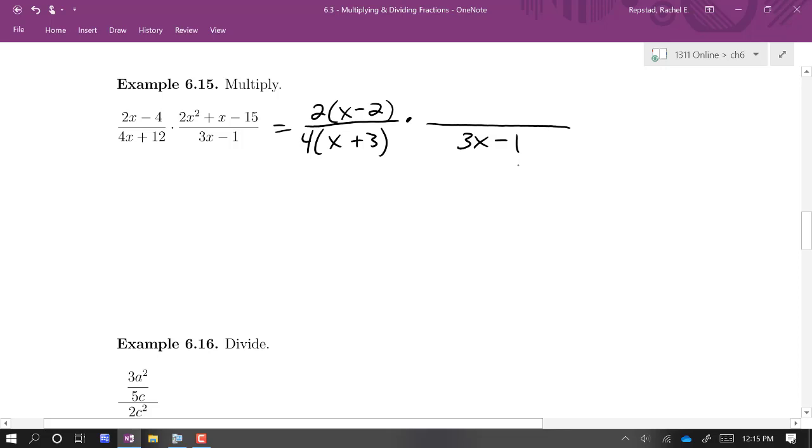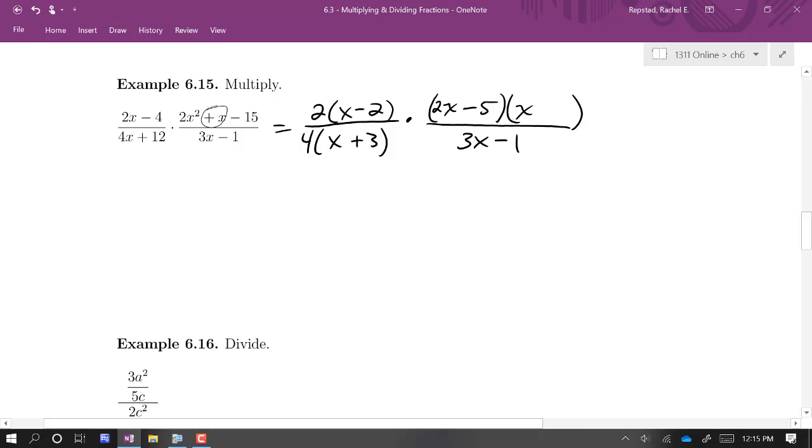Up top, that's a trinomial. I think we can unfoil that. To get a 2x squared, we need a 2x and an x. And then a minus 15. So I need a plus and a minus, either 15 and 1 or 3 and 5. And the middle terms have to come out to a plus x. Maybe you want to pause and see if you can work out the factoring before I tell you what I got.